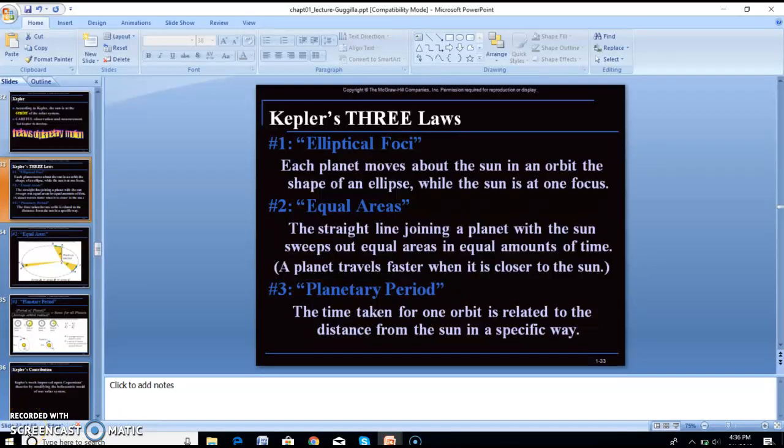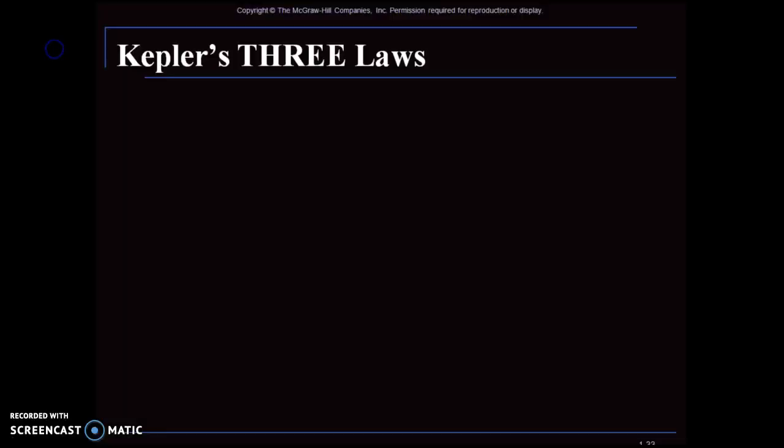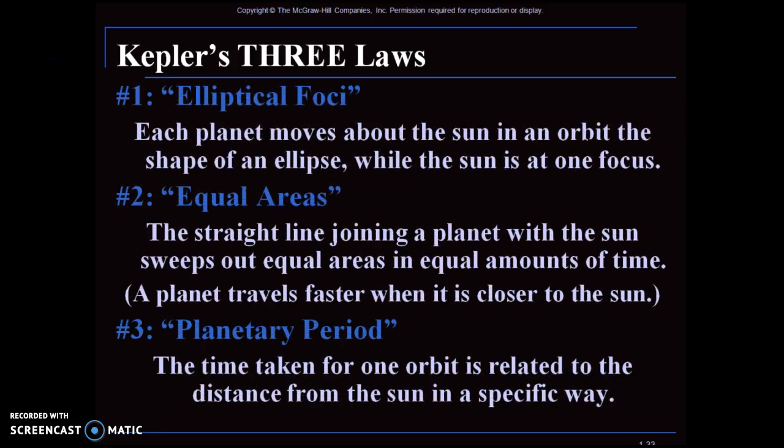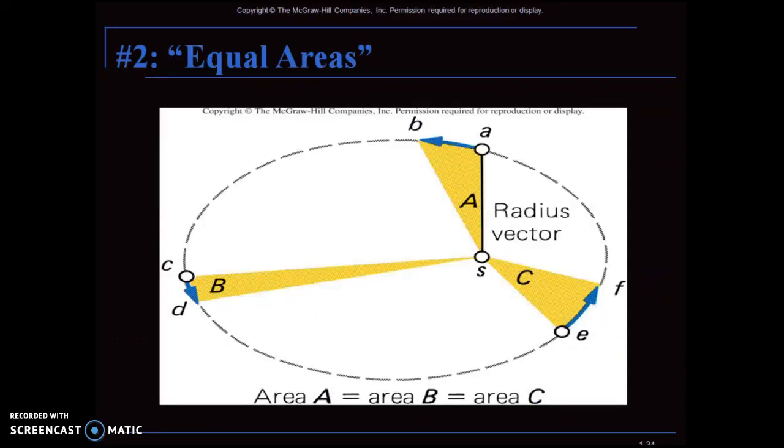Kepler's laws are three laws. The first one is elliptical orbits with the sun at a focus, and the second one is equal areas in equal time intervals. And the third one is that the planetary period is related to the orbital radius, constant for a given planetary system. The second one, which is equal areas, is illustrated in this picture given right here.